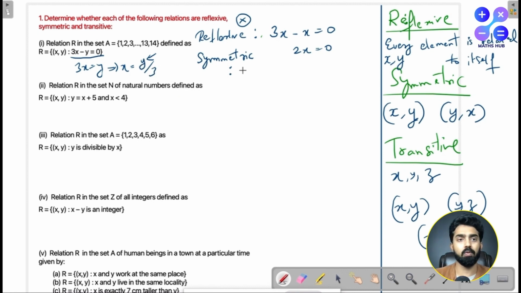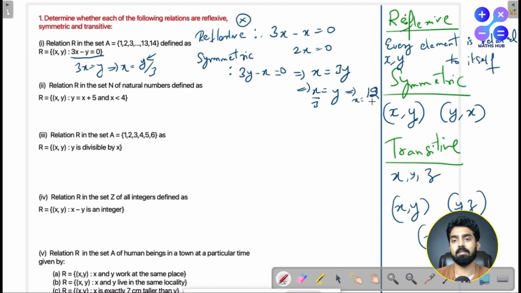But if you interchange the two values, you're going to get 3y minus x is 0, right? So which means x will now be a multiple of 3. So x has to be a multiple of 3 in this case, right? Which means x by 3 is y. If x is not a multiple of 3, you're not going to get y to be an integer. So now in this case, y would be either 3 or 9 or 6 or 12, right? But what if y is 12? X has to be 36, right? X has to be 12 times 3, which is not valid. So that means you cannot interchange and still have a valid relation here. So this relation cannot be symmetric, right?